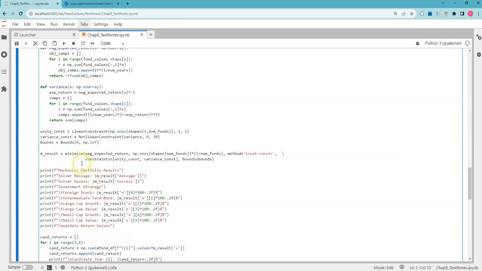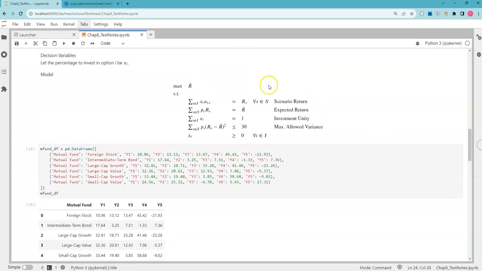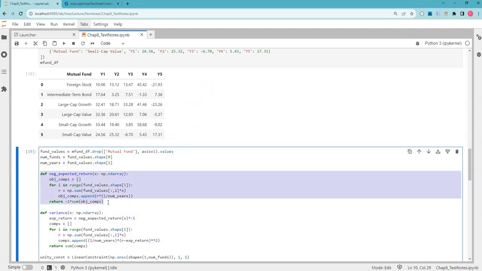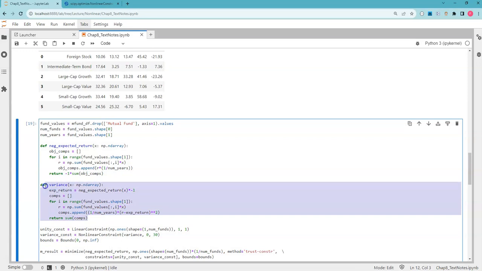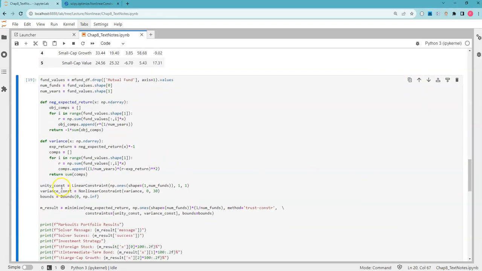Then we are going to end up using this minimize function from the SciPy package. So I need to have, instead of just expected rate of return, the negative of that. And so that's what this function in Python is doing. We also are going to have a function that describes the variance. So this is just a computation of that variance expression here in that function. And then we need some constraints here. One is a linear constraint for unity. Basically just saying all the investment options are summing to 1.